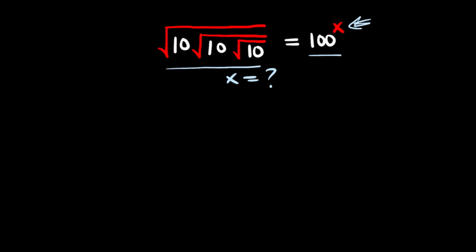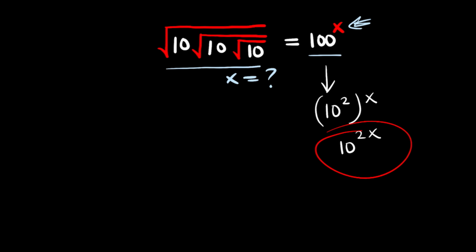The simplified version of the right hand side, 100 raised to power x, is 10 raised to power 2 raised to power x, which when we open the bracket becomes 10 raised to power 2x. This is the simplified version of the right hand side. Now let us work carefully to simplify the left hand side.